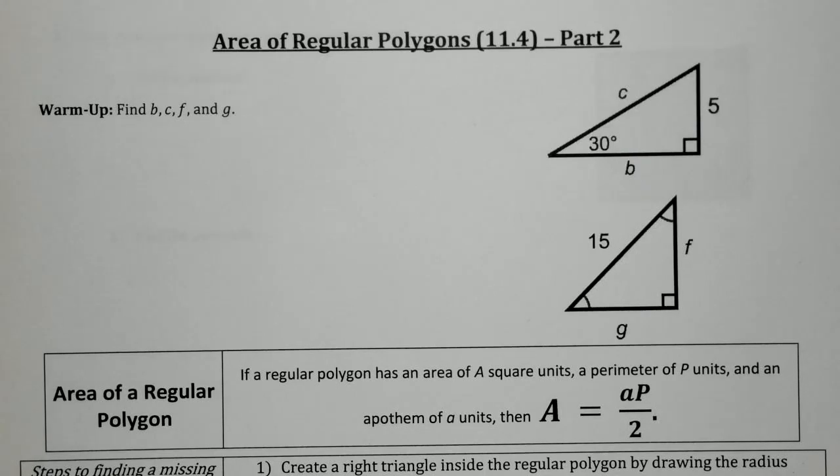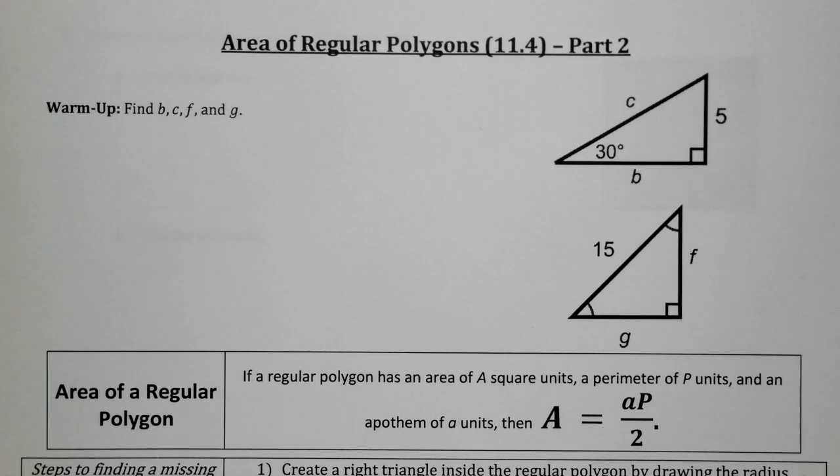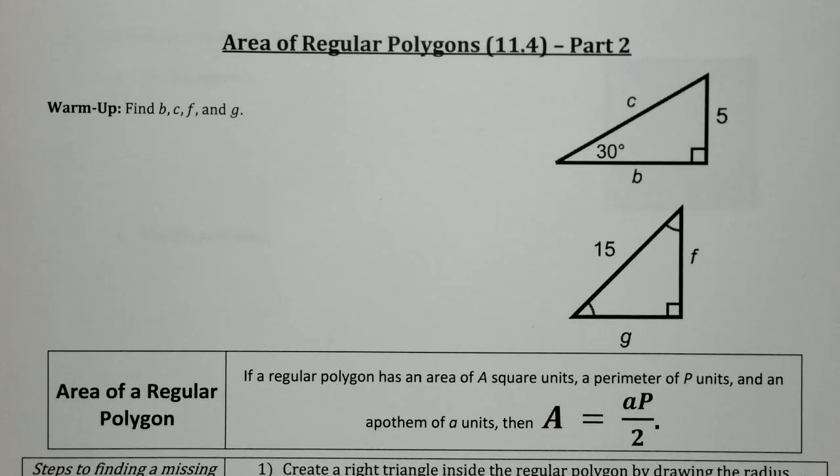All right, this is going to be part 2 of area of regular polygons. Part 1 covered how to find the apothem. We need to find that. A lot of the times they don't give it to us. We've got to find it so that we can plug in and find the area.